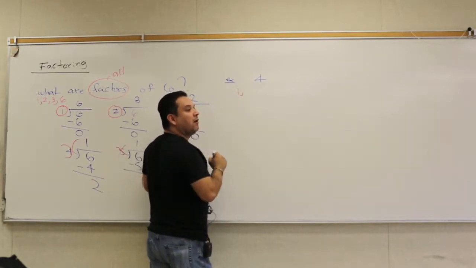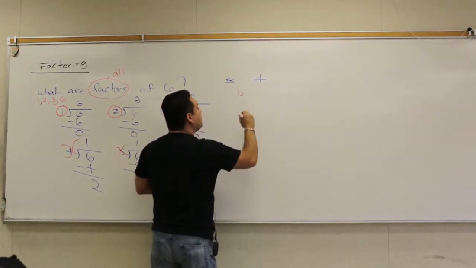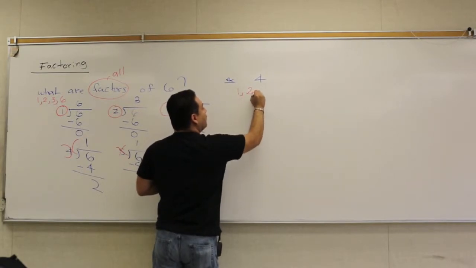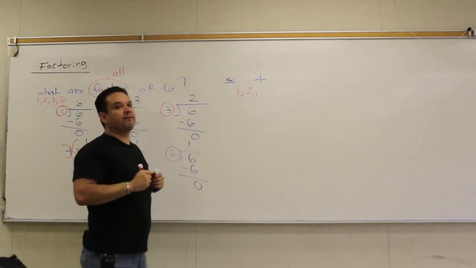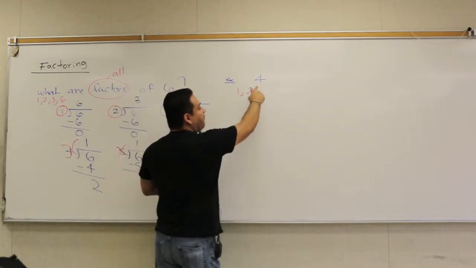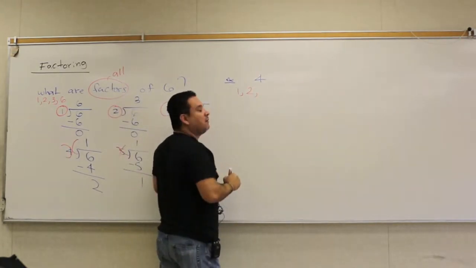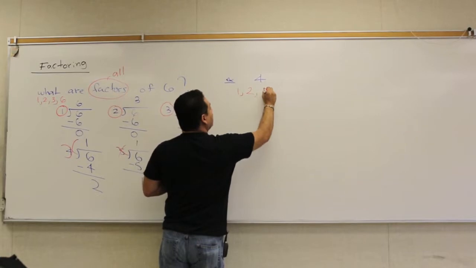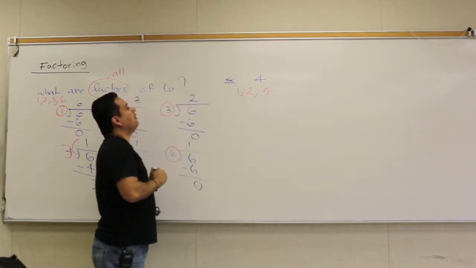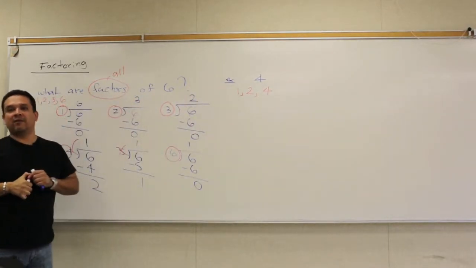Does 2 go into 4? Yeah. How many times? 2. What's the remainder? Okay, good. Is 3 a factor? Because 3 goes into 4 once, but the remainder is 1. And is 4 a factor? Okay, good. You guys okay with this?